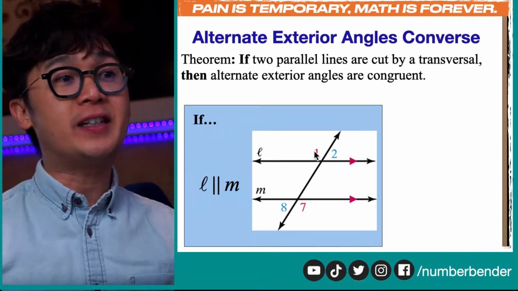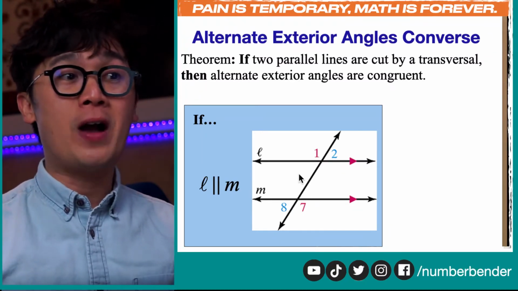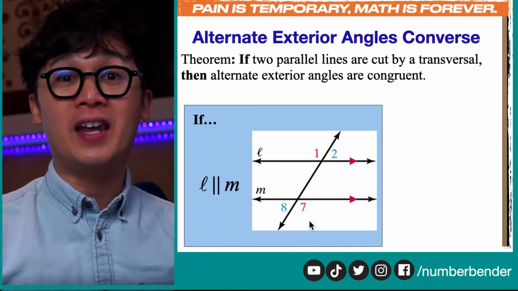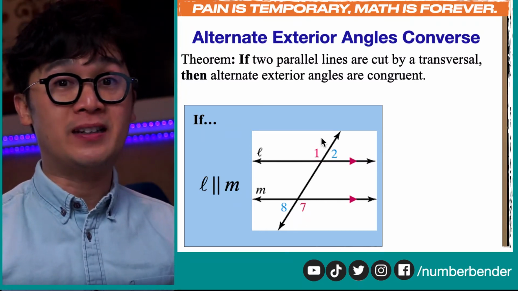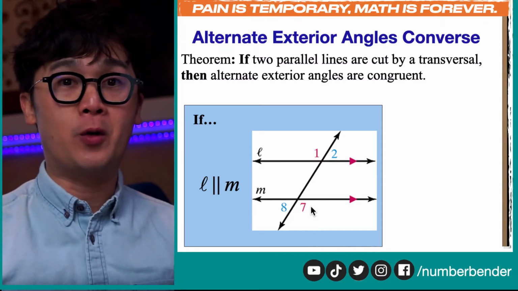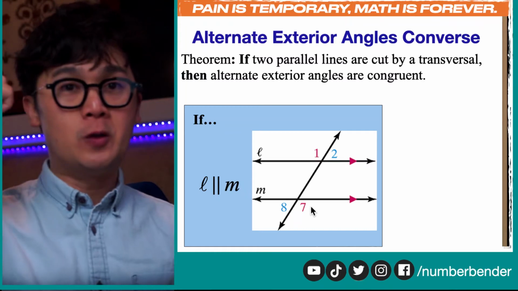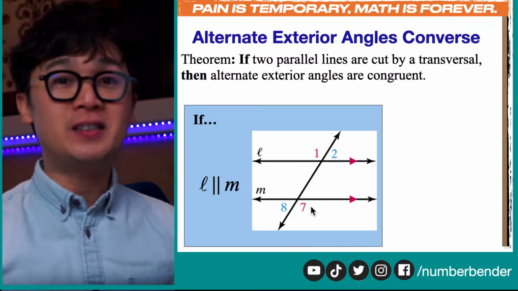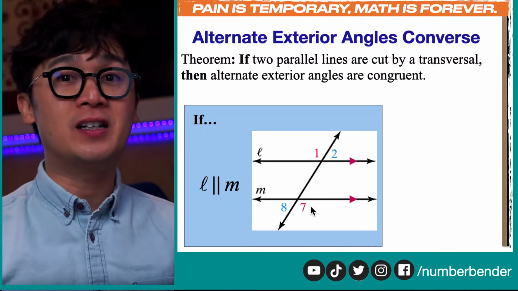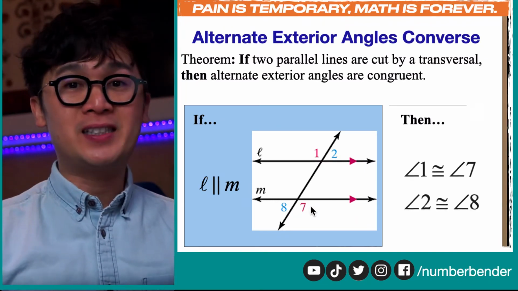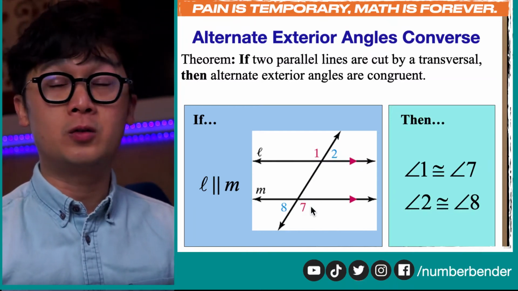So here we are seeing 1 and 7 as exterior, and they're also alternating, so that means that they are congruent and they have the same measurement. And notice that angle 1 and angle 7 are both obtuse angles. So in that way, we'll be able to see a better understanding or connection to the definition of the alternate exterior angles. And in this case, we know that 1 and 7 are congruent and 2 and 8 are also congruent.